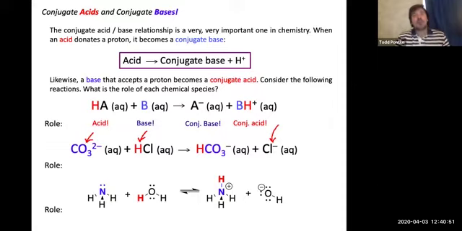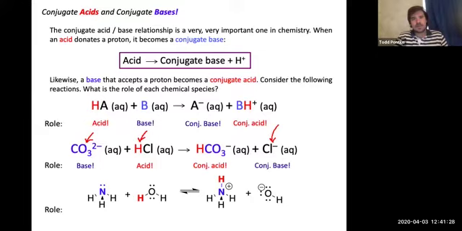So whatever's getting rid of the hydrogen on the left-hand side of the reaction, that's our acid. Whatever is accepting that hydrogen is the base. So the HCl is the acid, the carbonate is the base. The base, once it gets that proton, becomes known as the conjugate acid. And the reason why it's called a conjugate acid is because now it has that H+ that it could theoretically then donate to something else. And the acid, after it loses its proton, becomes known as the conjugate base.